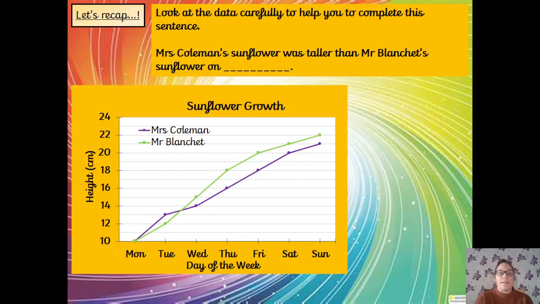Okay, look really carefully at that key. Which one is Mr. Blanchet's? Which one is Mrs. Coleman's? Okay. And then hopefully you will see that it was on Tuesday that my sunflower was taller than Mr. Blanchet's. Just for the one day, and then Mr. Blanchet's sunflower grew extremely tall, taller than mine.